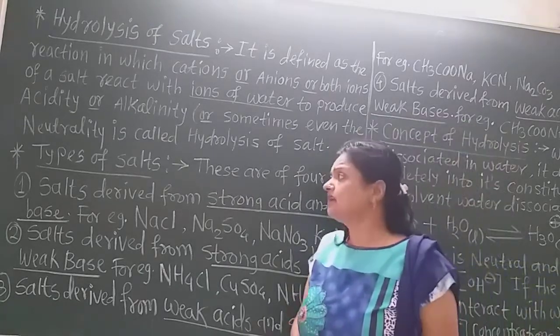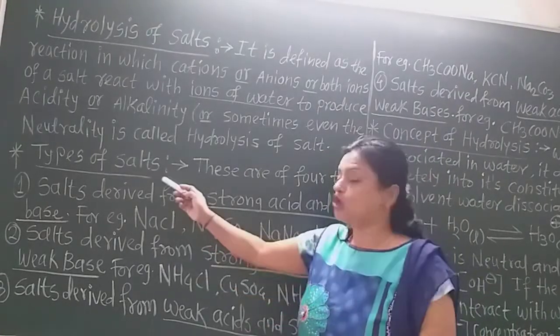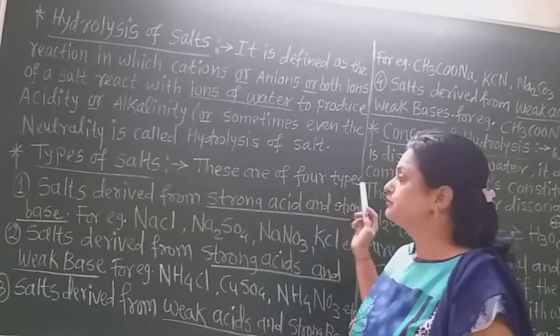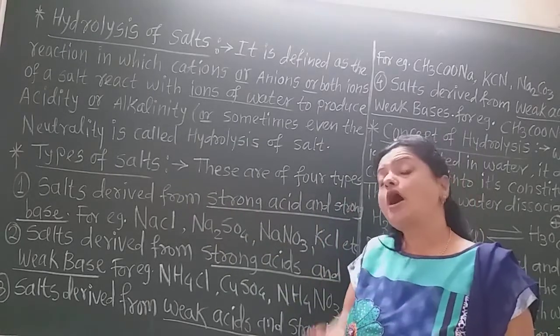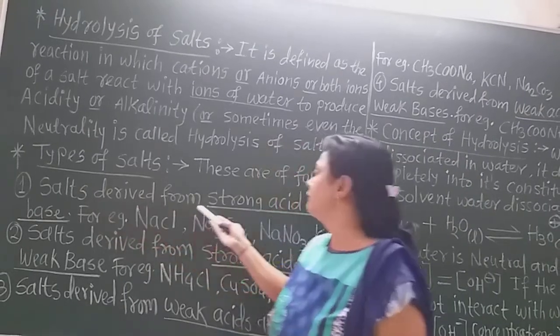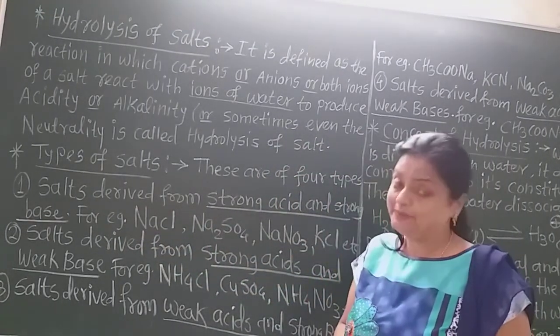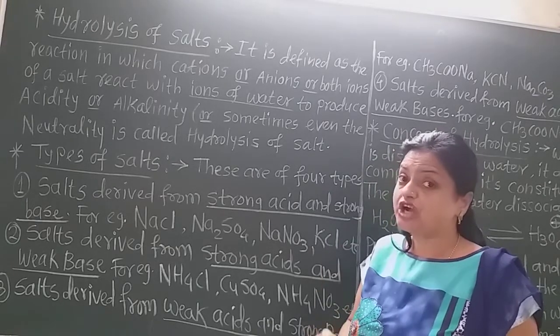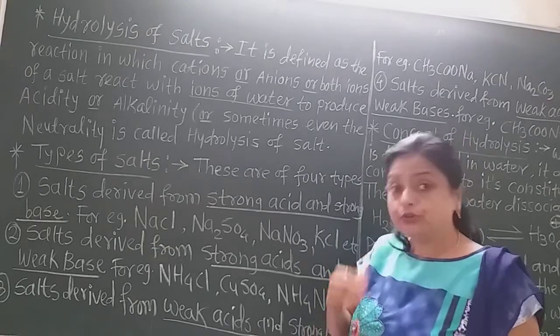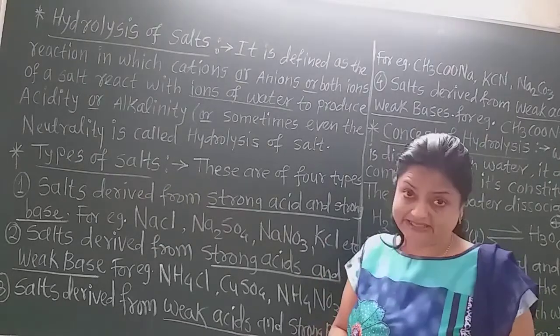Now there are 4 types of salts. Types of salts. Now what are those 4 types? Salts derived from strong acid and strong base. That means the salts which are formed due to the reaction between strong acid and strong base.